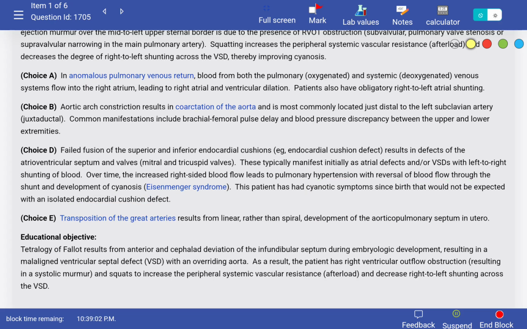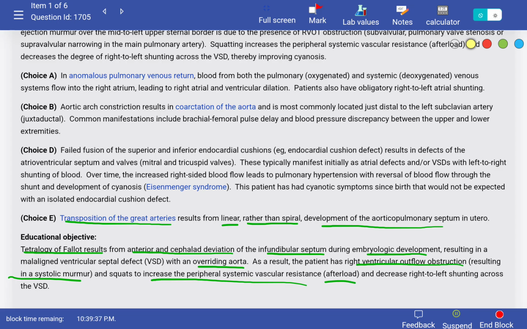Because transposition of great arteries results from linear, parallel rather than spiral development of the aorticopulmonary septum in utero. Tetralogy of Fallot results from anterior cephalad deviation of the infundibular septum during embryologic development, resulting in a malaligned VSD with overriding aorta. As a result, the patient has right ventricular outflow tract obstruction, resulting in a systolic murmur, and squatting increases peripheral SVR afterload and decreases right-to-left shunting across the VSD.